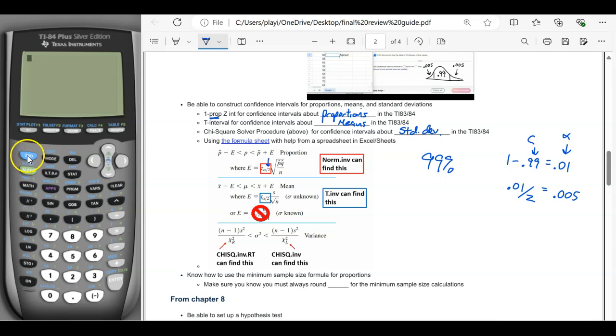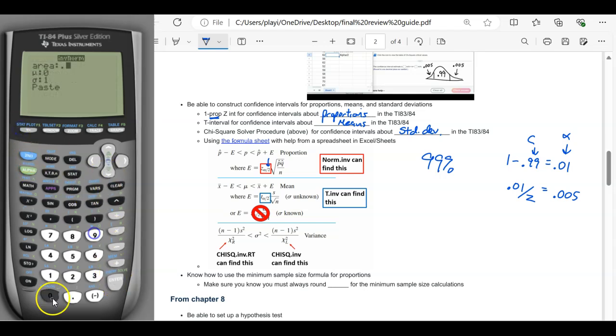And that's what I would use in inverse normal. 0.005, and then enter, and there's the number I need. So that's the number for that part. And then I could plug in the rest of the values, whatever P hat, Q hat are. I can plug that in there and use it. But inverse normal will find that.